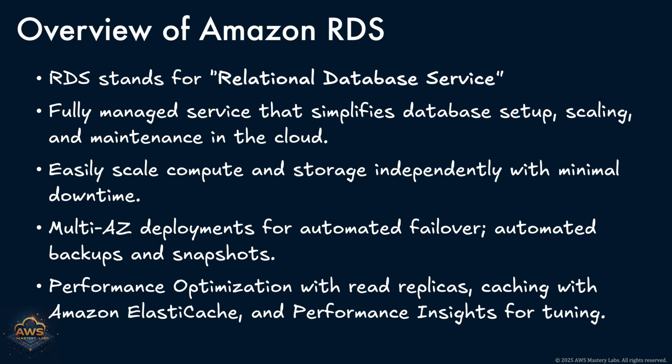Amazon RDS, which stands for Relational Database Service, is a fully managed cloud database solution from AWS that takes care of the heavy operational lifting so you can focus on building applications. Traditionally, managing a relational database meant handling everything from server provisioning and software patching to backups, monitoring, and scaling. With RDS, AWS abstracts all of that complexity by offering an out-of-the-box solution that automates these essential tasks.